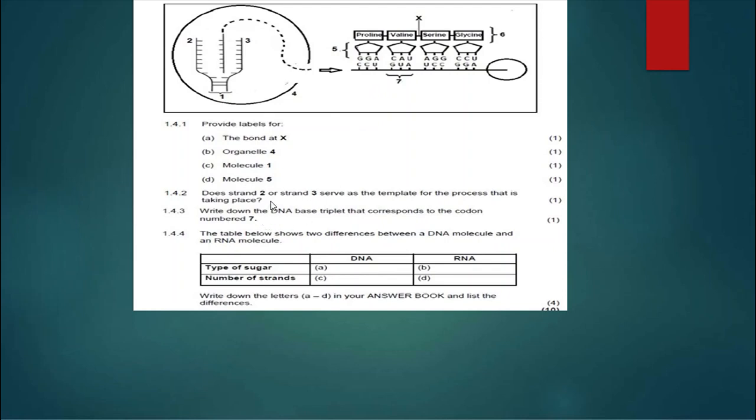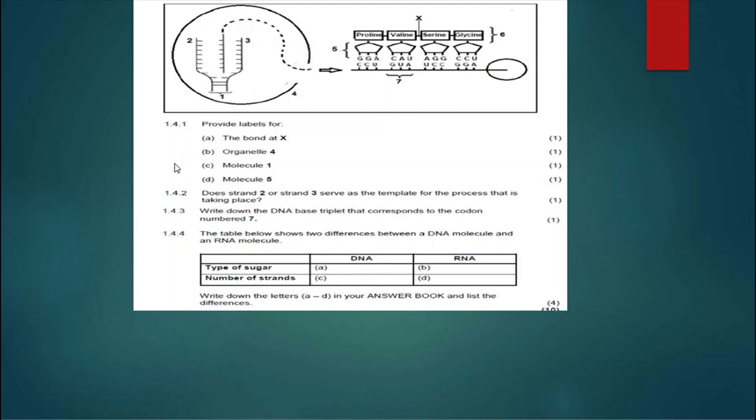1.4.2, does strand 2 or strand 3 serve as a template for the process that is taking place? You know that one strand acts as a template from DNA to form mRNA. So in this case, the answer is strand 2 because the mRNA is facing strand 2, which means that their nitrogenous bases are pairing.